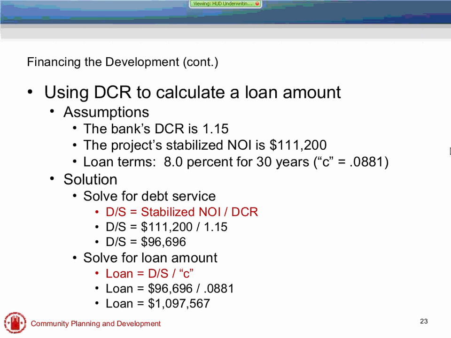So, how do lenders figure out how much they're willing to loan? Well, one of the ways they do it is by calculating the debt coverage ratio and using that as a limit on the amount of debt service. And by limiting the amount of debt service, it limits the amount of the loan. So that's one ratio.